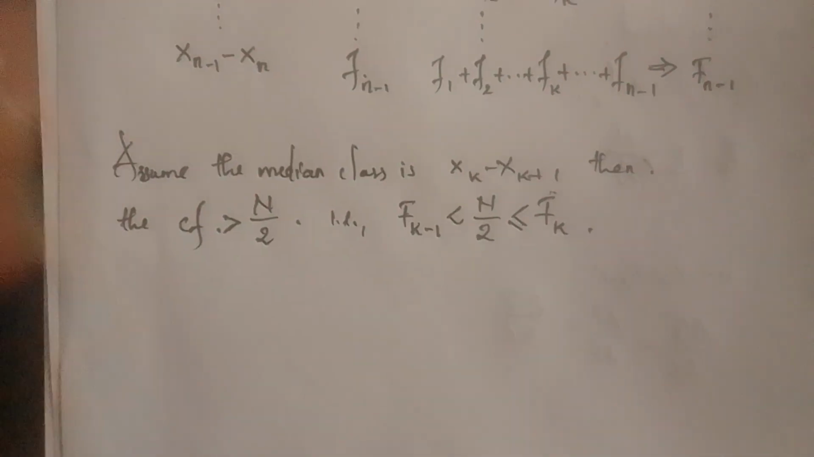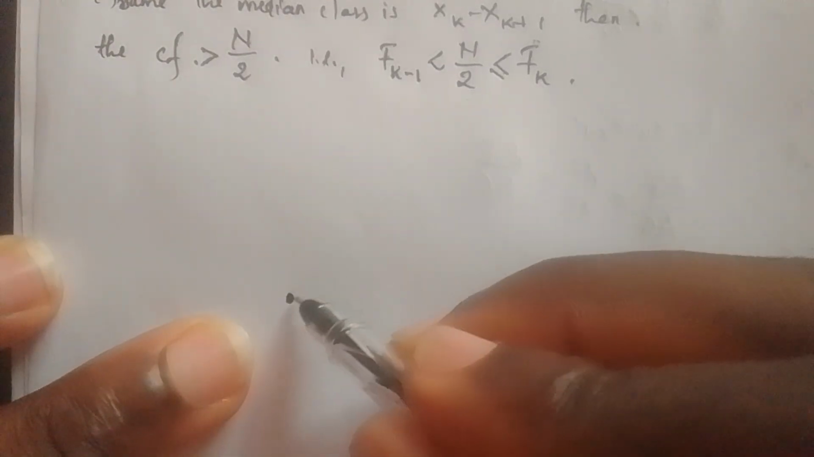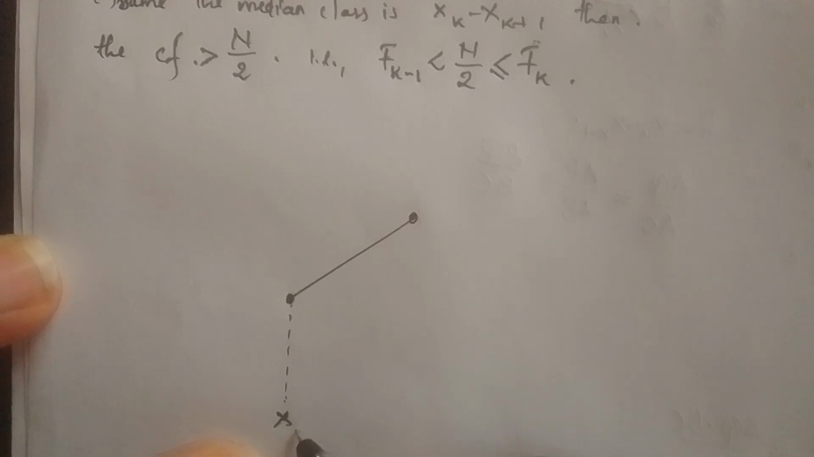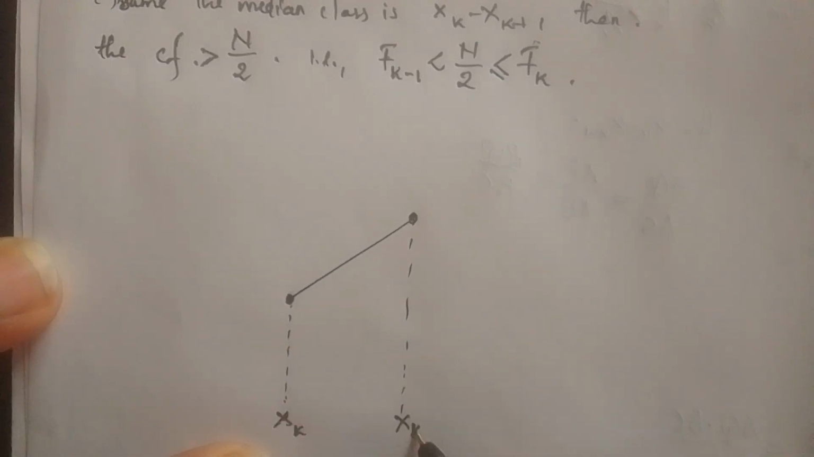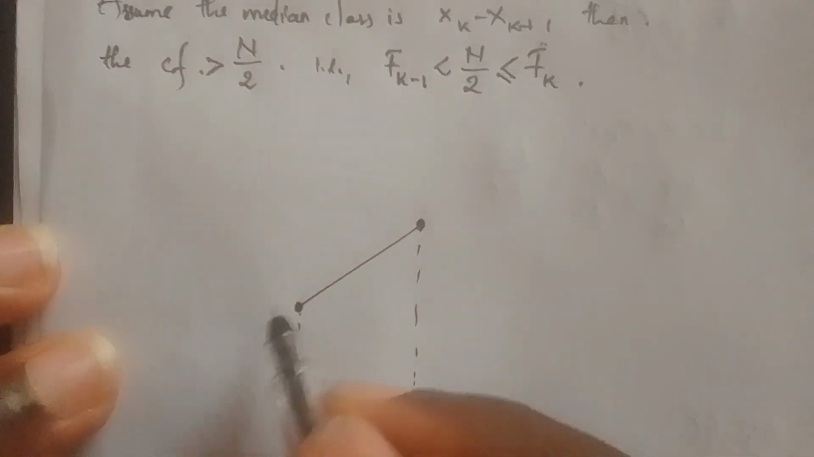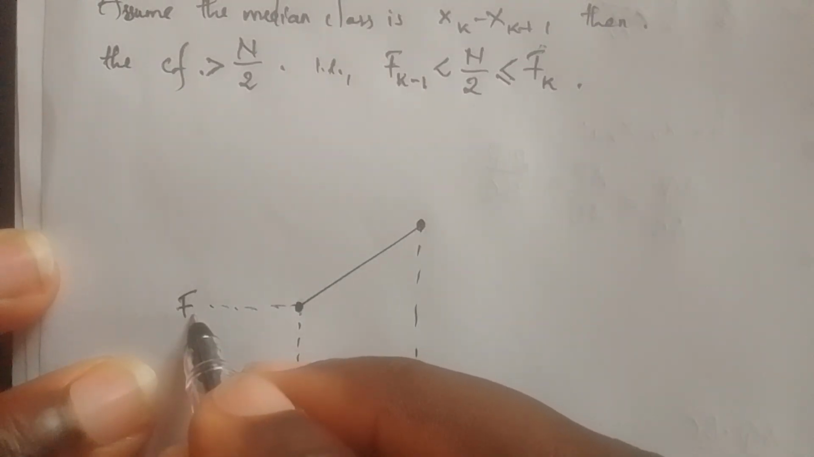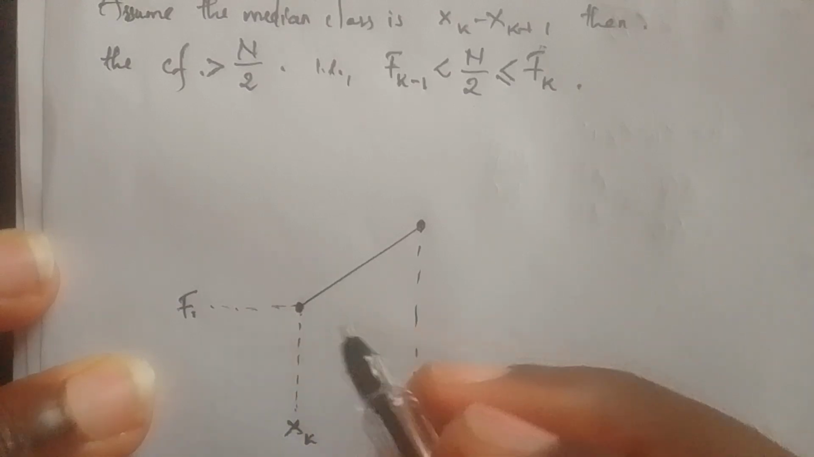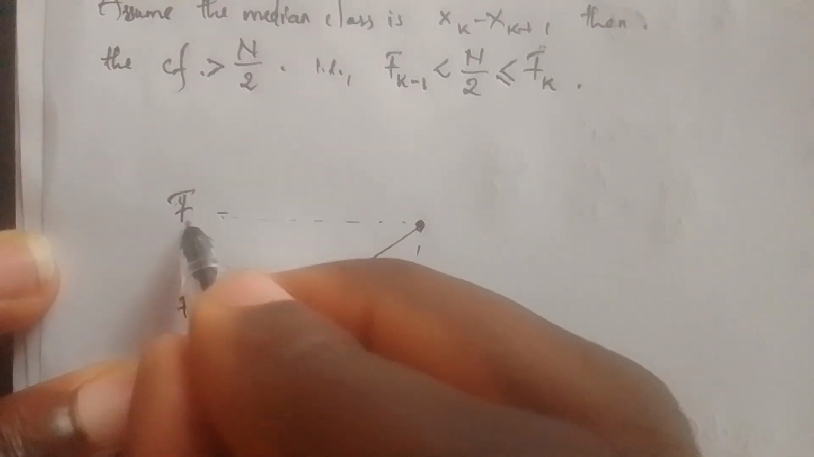Now, if we consider the plot, only a segment of the plot of those 2 points for that class interval. That is the point xk and the point xk plus 1. Then this will be corresponding to fk and fk plus 1.